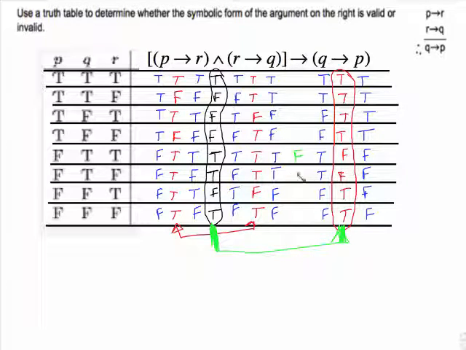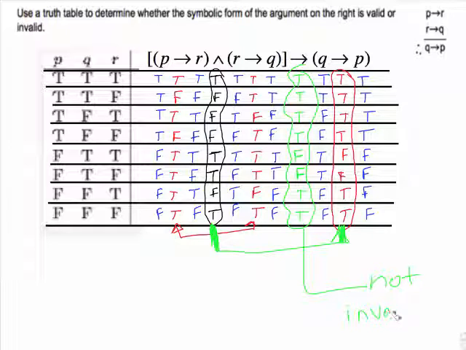Premise is true, conclusion is false, which means the rest of these are true. That is my final answer column. Is it a tautology? No. Therefore, it is not valid, which your choice will be invalid.